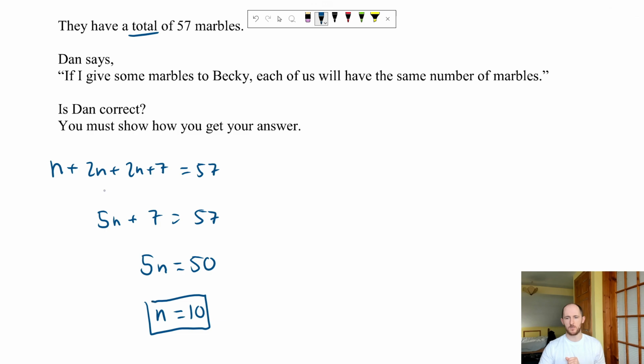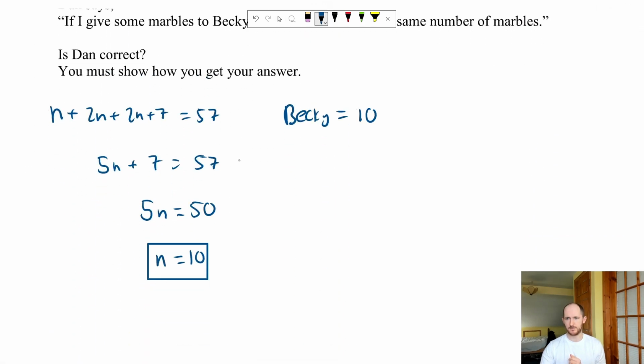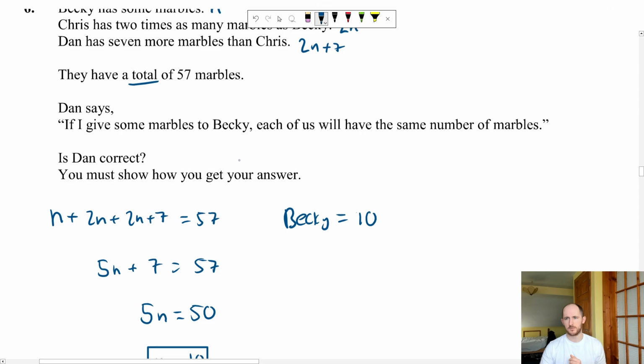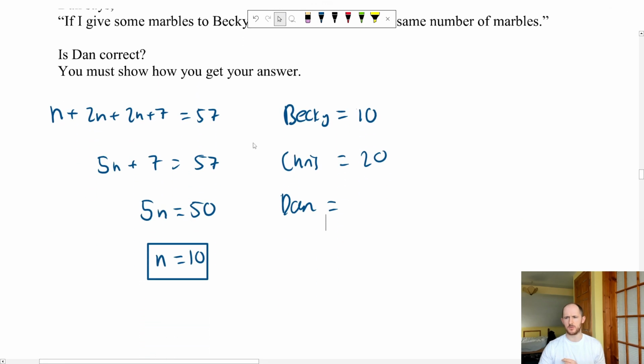So now we can work out how many each person has. Becky has just n marbles, so she has 10. Who's the next person? Chris has twice as many, so Chris has 20. And lastly, it was Dan who has, Chris has 20, but 7 more, so he has 27.